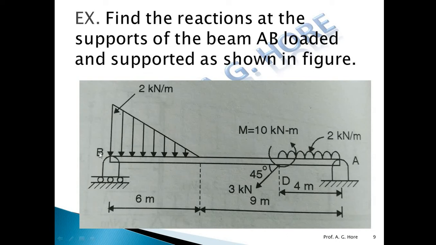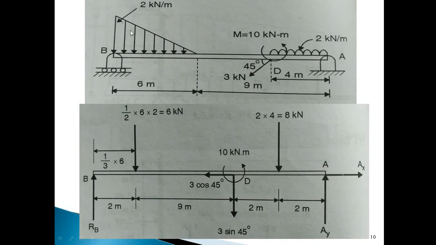Drawing the FBD means removing this B support, a roller, with only one reaction towards this point. At A, a hinge support, there are two reactions, one horizontal, one vertical. Then convert this UVL, uniformly varying or triangular load, into a point load, and the UDL into a point load. By converting, we find the area of the triangle, half base into height. The base is 6, height is 2, so half into 2 into 6. The 2 gets cancelled, we get 6 kilonewton.